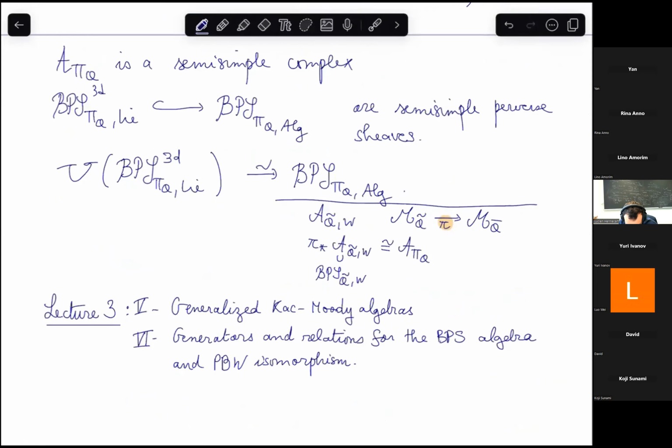So maybe I explain my notation. In the 3D context, you get this BPS Q tilde W, which is a graded Lie algebra. And if you push it forward by pi, it lives in this A_piQ, and this is what I denoted BPS_piQ 3D Lie. So this is still a Lie algebra, yeah? It's still a Lie algebra, yes.